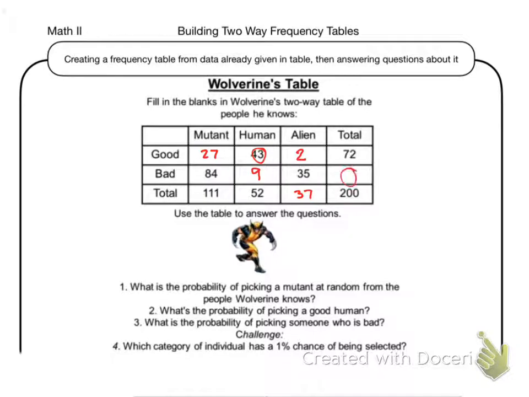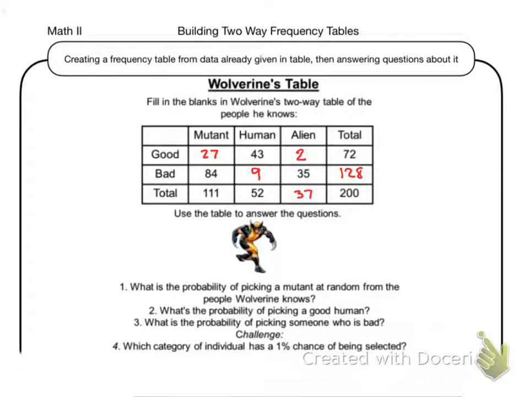Let's fill in this last box here. We got 84 plus 9 gives us 93, plus 35 gives us 128. Now let's confirm. Is 128 plus 72 equal to 200? That does give us 200. Let's confirm this way as well: 111 plus 52 plus 37 gives us 200 as well.